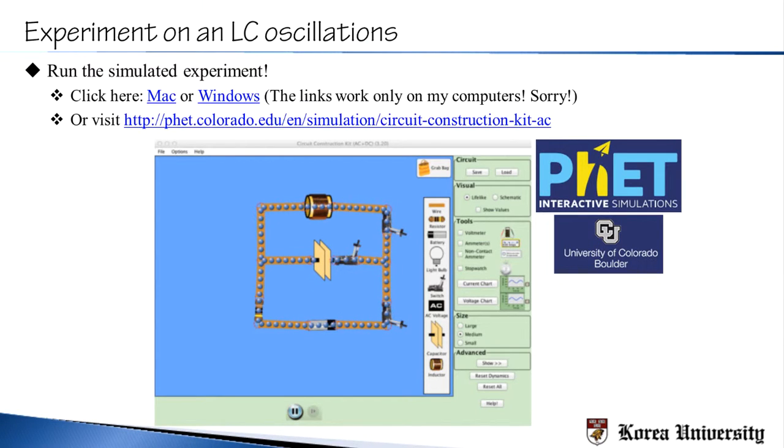So how do we see that? Okay, we will again use this simulation experiment. Here we have an inductor, a capacitor, a battery, and also a resistor, and then we will see what's going to happen when you actually turn on this switch.